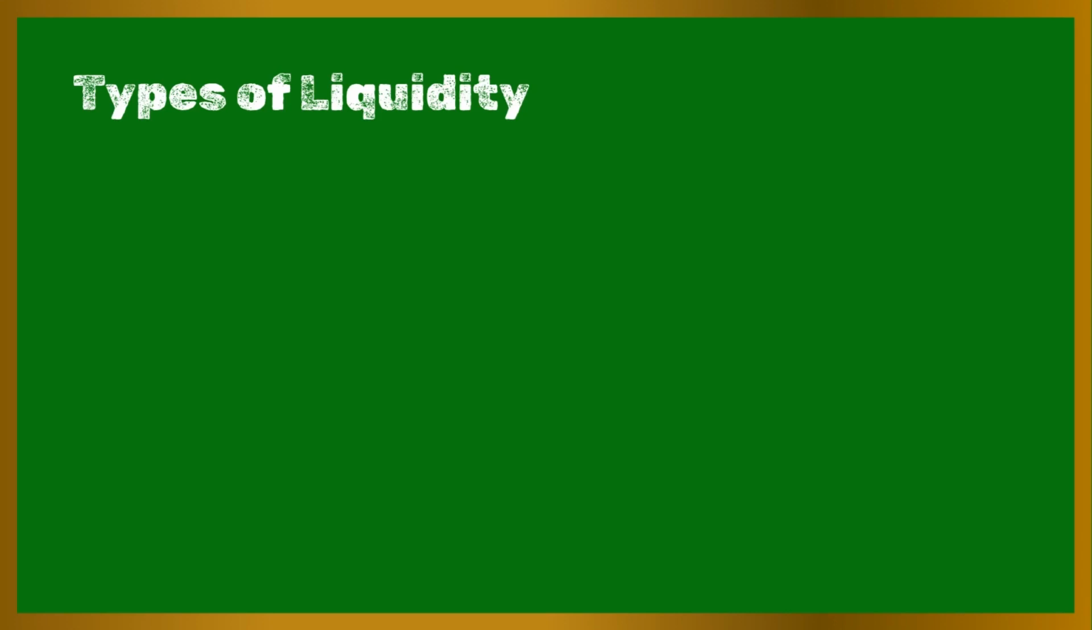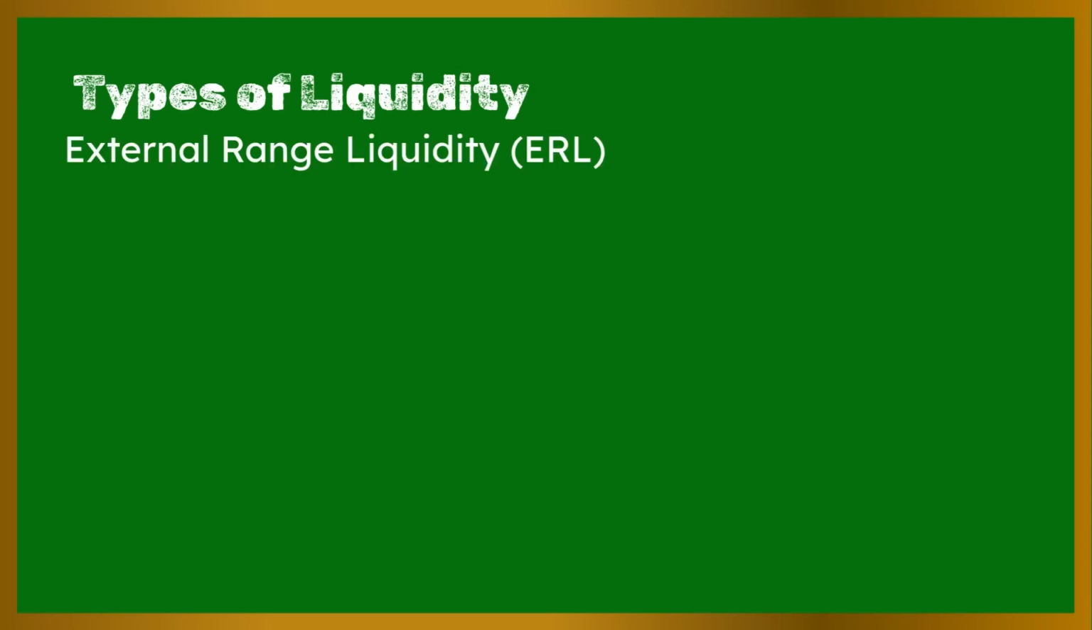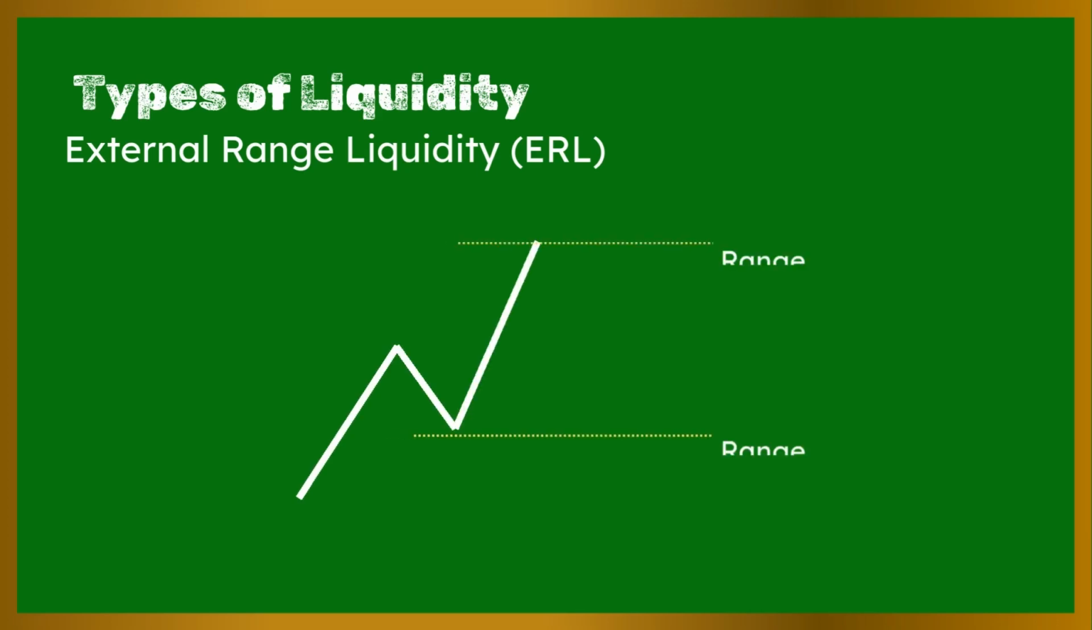Let us look into the different types of liquidity. We have external range liquidity. This is the type of liquidity that you find in a dealing range. We have the range high and the range low. Now, price is usually magnetized to one of these two areas because there are orders sitting in either the range high or the range low.